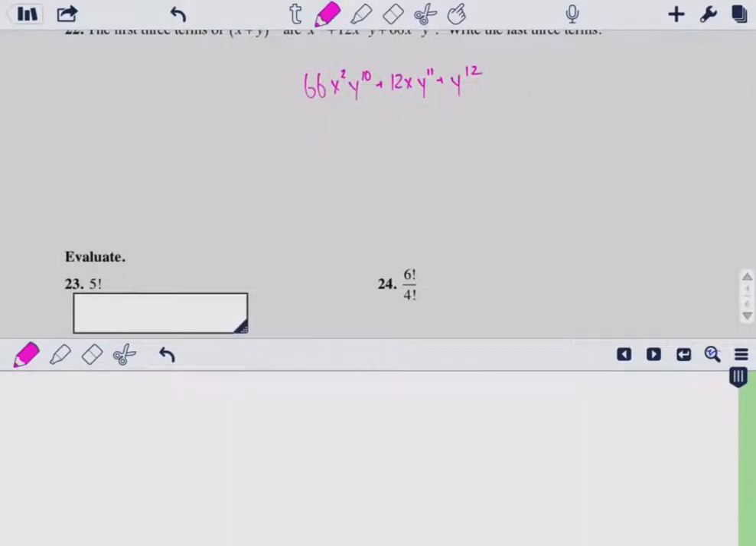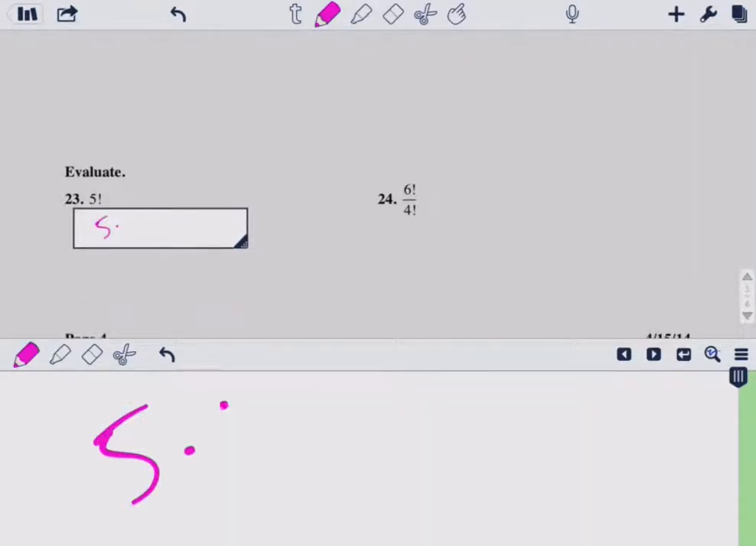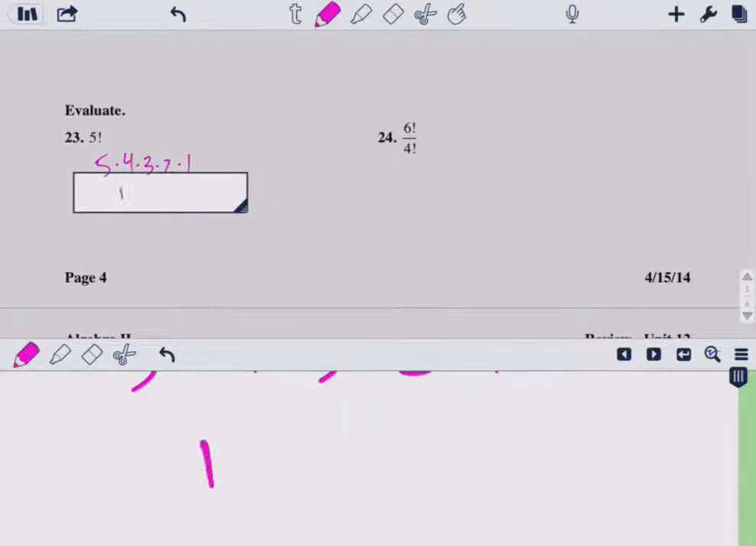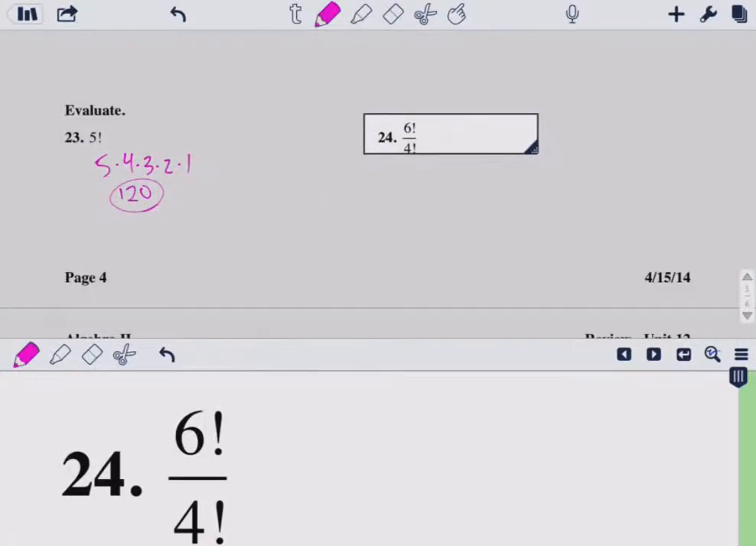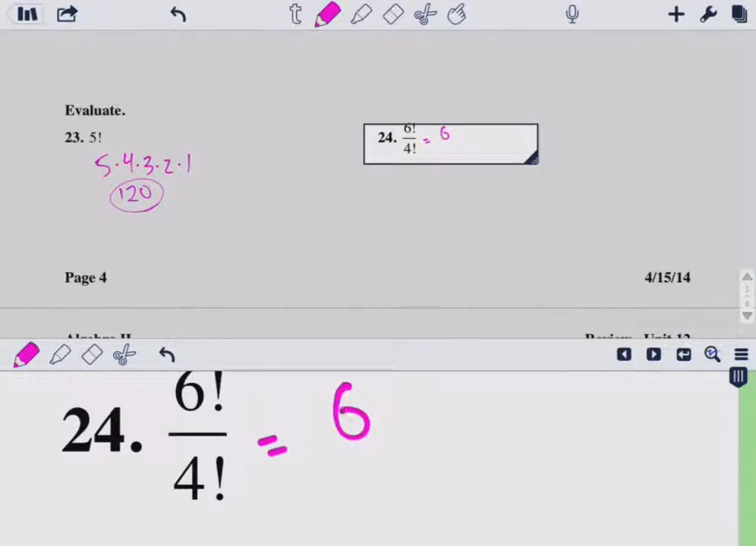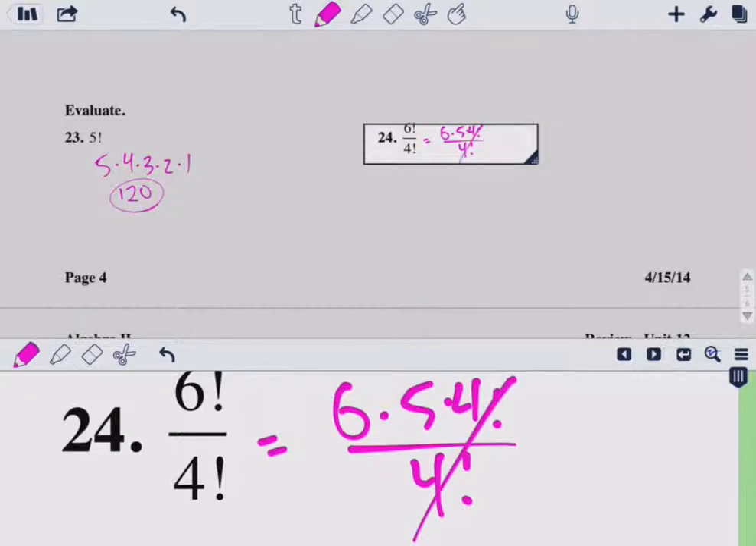Nice and easy. Evaluate 5 factorial. Y'all can just use your calculators. That's 20 times 6 or 120. This is 6 times 5 times 4 factorial over 4 factorial. Those cancel and you get 30.